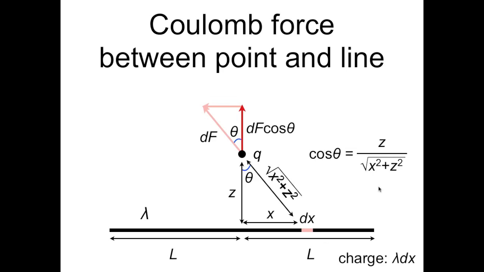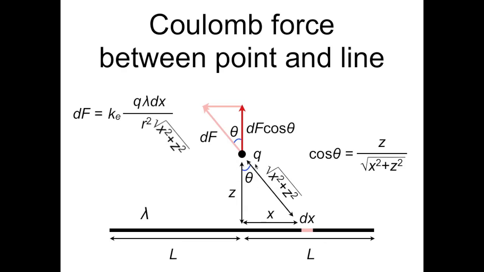Now let's also remember that we can find an expression for dF using Coulomb's law. Coulomb's law says that dF will be k times Q1 times Q2 over r squared. What are our charges Q1 and Q2? dF is the force between the point charge Q and the segment dx, which has charge lambda dx. And r, the distance between these charges, is root x squared plus z squared.